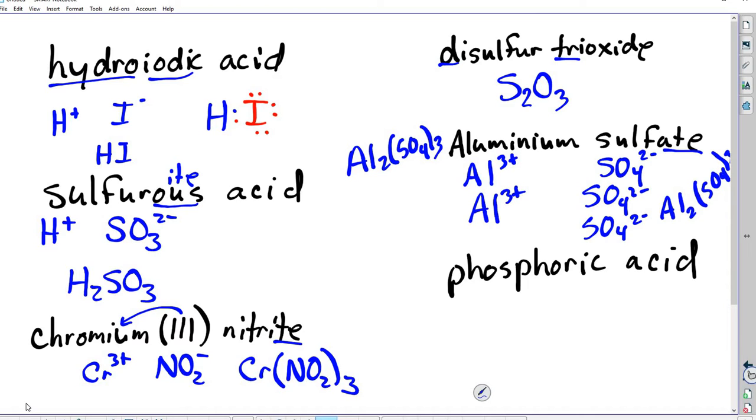Okay, phosphoric acid, -ic, came from -ate. Acid tells me I've got a hydrogen. Phosphate is PO4. It's a 3-. So I need 3 hydrogens to balance out the charge.